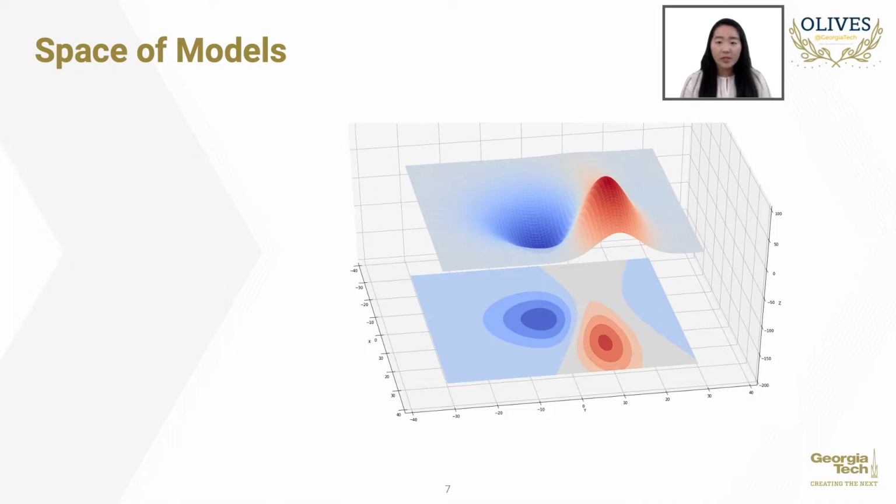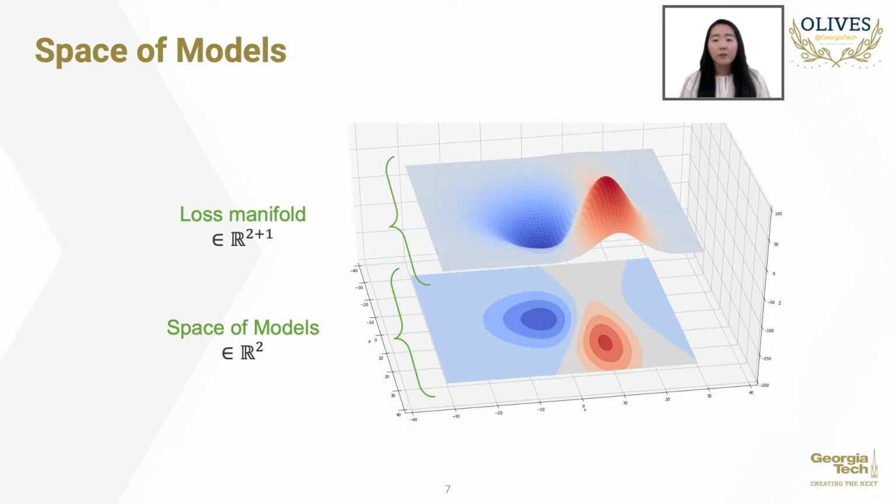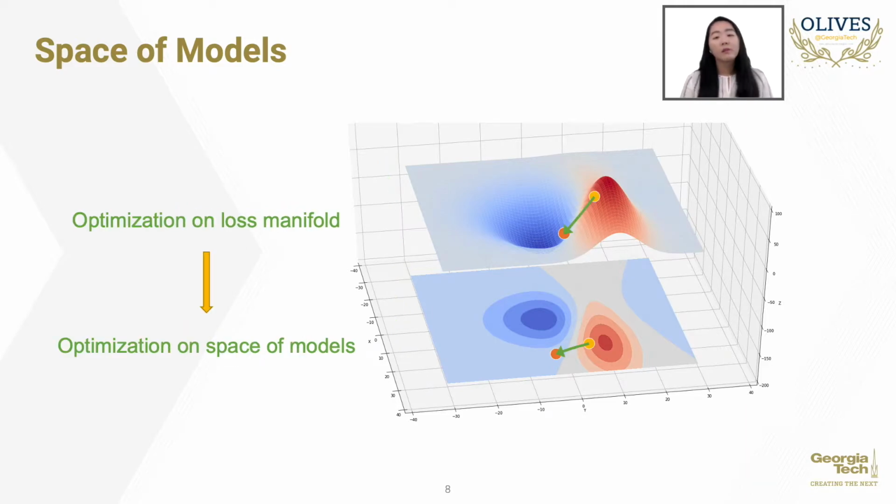So here is a visualization for the space of models for an architecture defined in two parameters, therefore shown in two dimensions. The loss manifold for this model, however, has one more dimension because there is a loss value associated with every possible configuration of the parameters. The idea of gradient-based optimization is that it aims to find an optimal solution on the space of models by optimizing in terms of loss function.